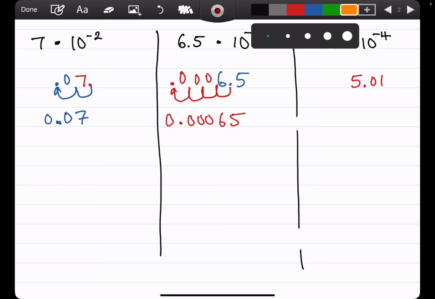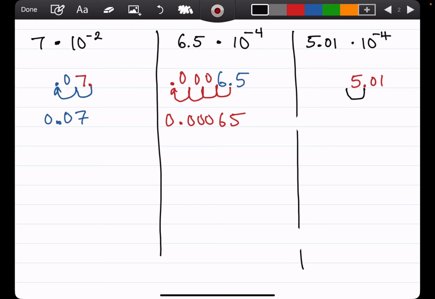5.01. How many places? To the left side, right? 1, 2, 3, 4. So this is the new location. How many empty spaces? Let's count it. So it's 0.000501. Make it look pretty. Zero in the front. Are we good? Yes, sir. Any questions on how to change scientific notation to standard form?